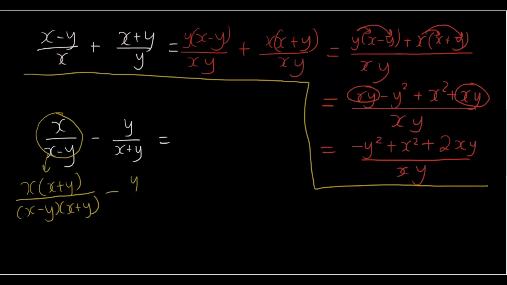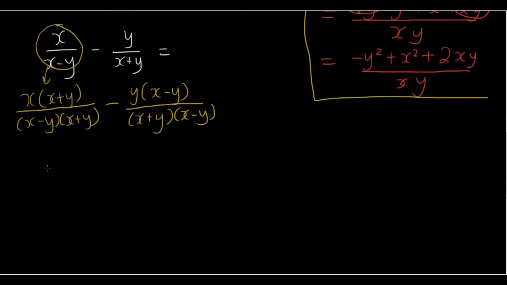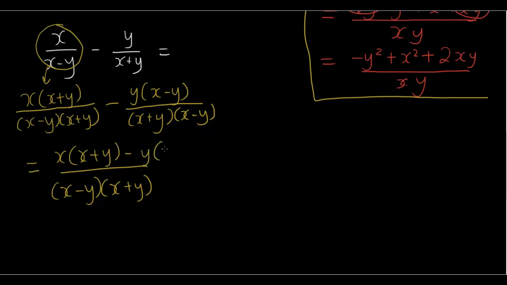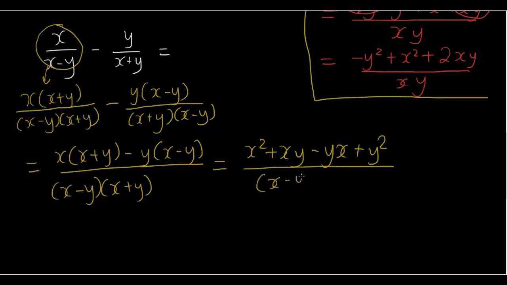And now let's get this fraction, multiply both the top and the bottom by the denominator of the other fraction. So we have y(x − y) over (x + y)(x − y). Now you can see that we have the same denominator on both fractions. Okay, so once we have that, then we can combine the fractions. We've got (x − y)(x + y), and the top part of the fraction is now x(x + y) − y(x − y). So the top part then becomes x² + xy − yx + y² over (x − y)(x + y).